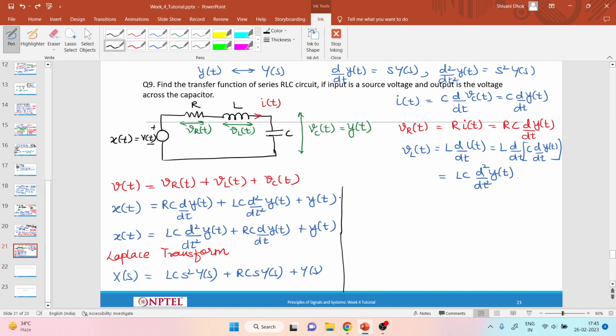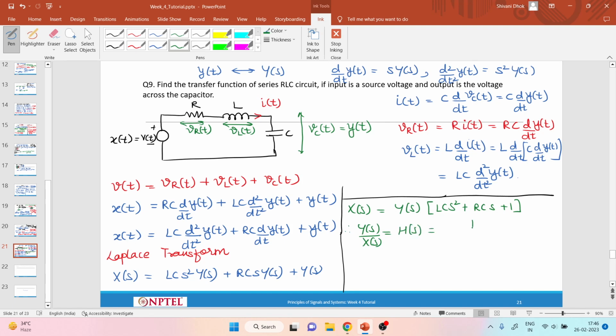Okay, so I can write x of s is equal to, taking out y of s, LCs² plus RCs plus 1. Therefore, y of s upon x of s, which is my transfer function h of s, comes out to be 1 upon LCs² plus RCs plus 1. So this is the transfer function of this system that we have considered.